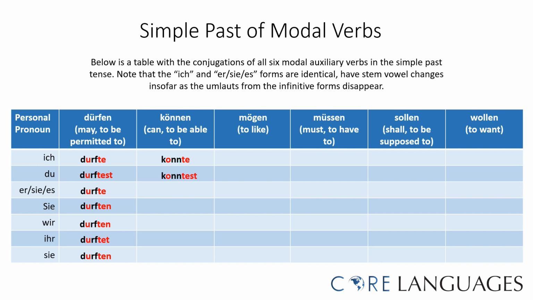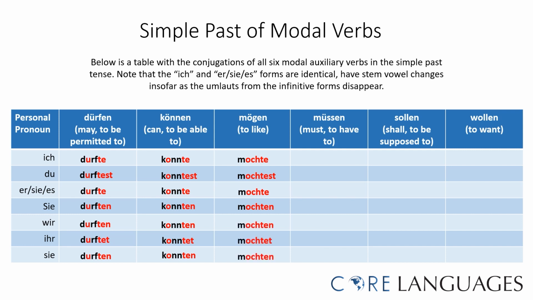Ich konnte. Du konntest. Er, sie, es konnte. Sie konnten. Wir konnten. Ihr konntet. Sie konnten. Ich mochte. Du mochtest. Er, sie, es mochte. Sie mochten. Wir mochten. Ihr mochtet. Sie mochten. Ich musste. Du musstest. Er, sie, es musste. Sie mussten. Wir mussten. Ihr musstet. Sie mussten.